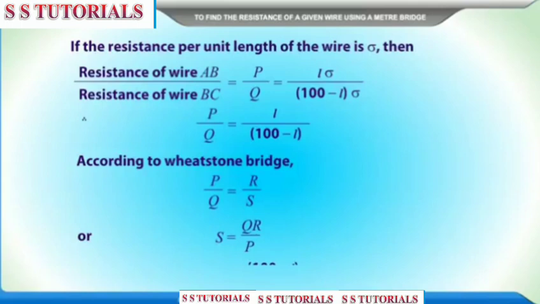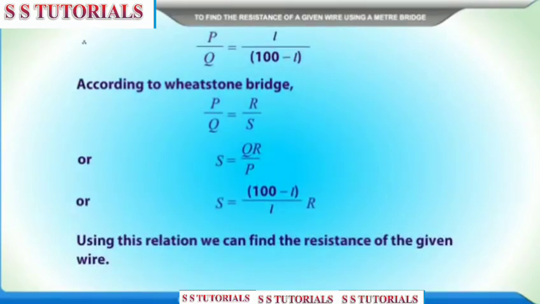According to Wheatstone bridge, P by Q is equal to R by S, or S is equal to QR by P, or S is equal to (100 minus L) by L into R. Using this relation, we can find the resistance of the given wire.